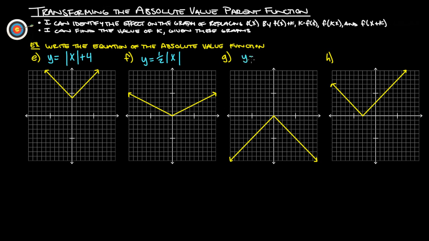This g here, if you'll notice, is basically the normal graph, but now it's just upside down. So that means it's just negative absolute value of x, right? Because the negative takes the whole graph and flips it upside down.